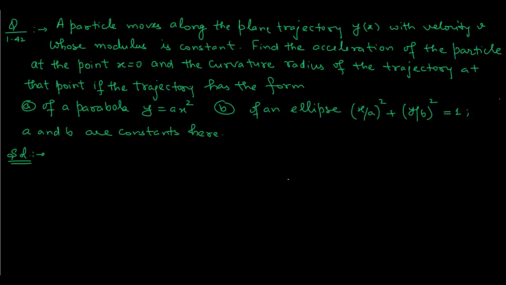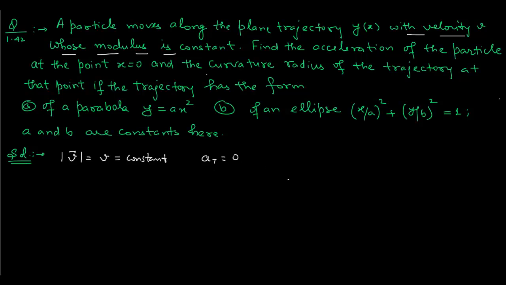Now first look in the given statement at what the important keyword is. He is saying that this velocity modulus is constant. Velocity modulus is constant means speed is constant. Clear? So when speed is constant, there is no question of tangential acceleration, because by the definition of tangential acceleration, it is the rate of change of speed with respect to time.